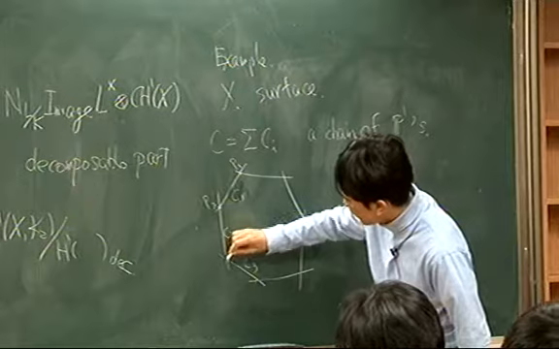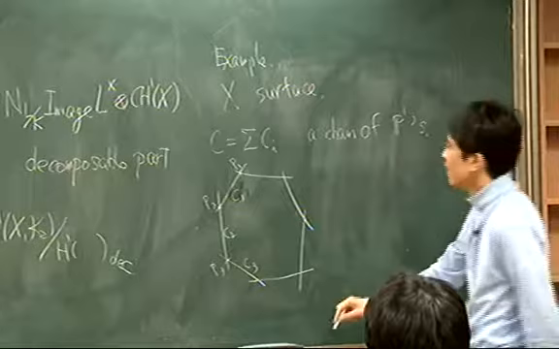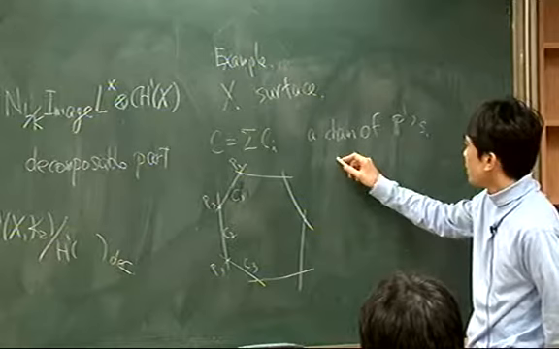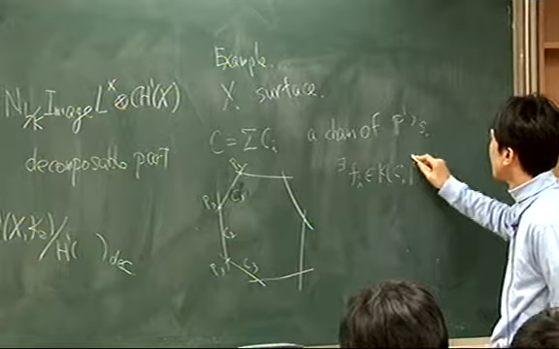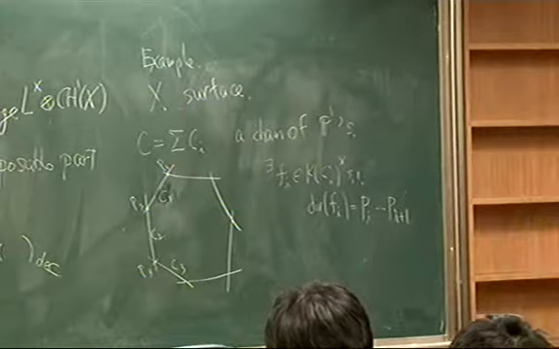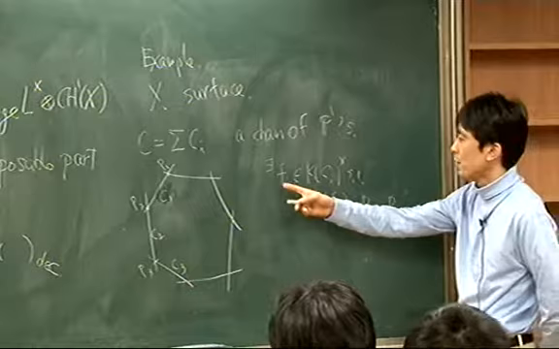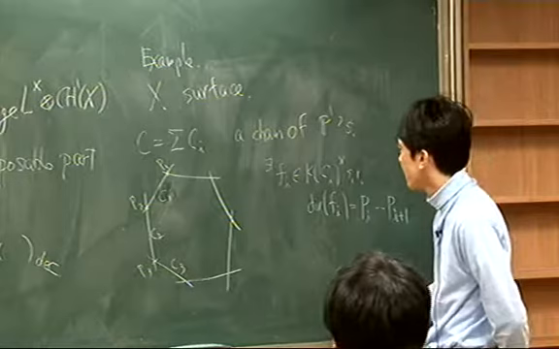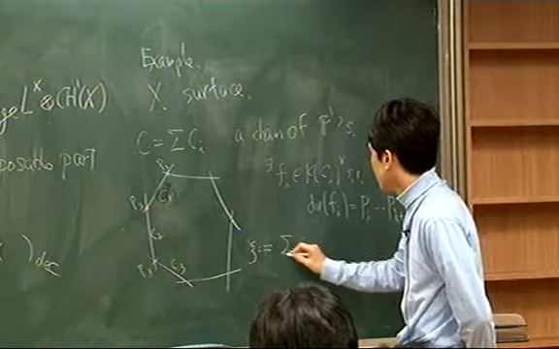Since Ci is a rational curve, there is a rational function fi such that the divisor of fi is Pi minus Pi plus 1, because Ci is a P1. So there is a unique rational function such that the divisor is Pi minus Pi plus 1, modulo constant. Then we put Xi as a sum of fi tensor Ci.